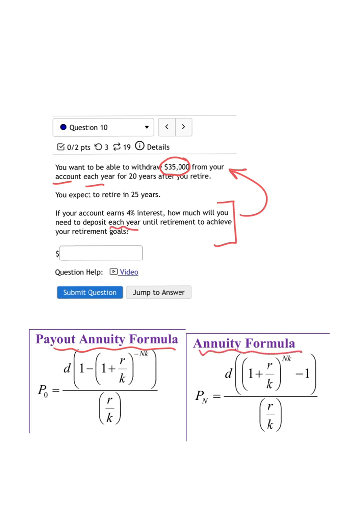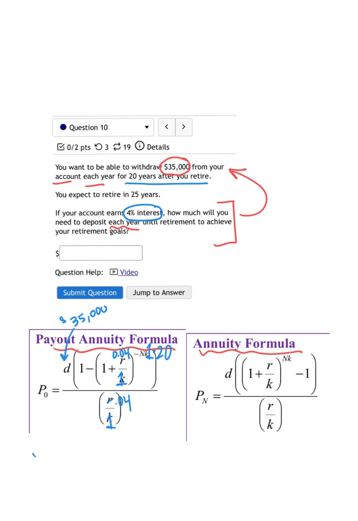So the first part, to be able to withdraw $35,000, that is going to be our payout annuity. We are going to be taking out $35,000. We're doing this annually, so our K's are ones. Our interest rate, it looks like it's 4% when we start retiring, so then it's going to maintain that as it continues on. So 0.04. And our number of years that we're going to be receiving this payout is 20 years. So we have 1 times 20 here. Again, our interest rate is 0.04.